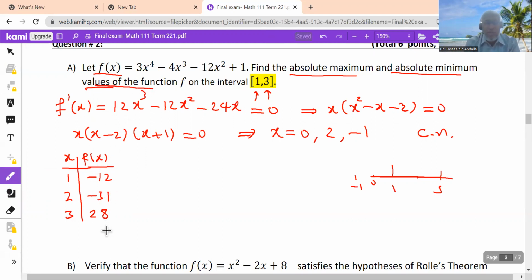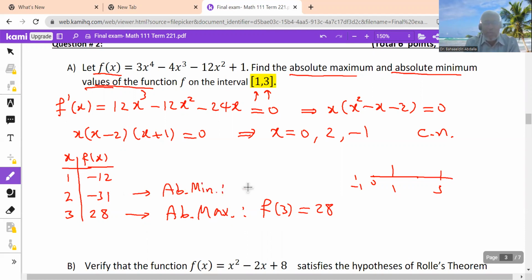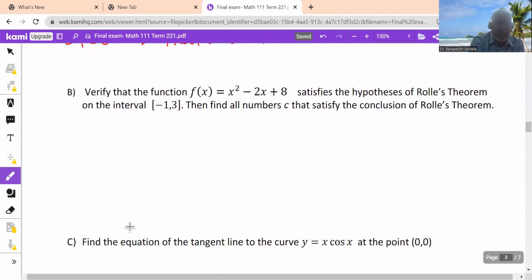Now, to answer the question, look at the values of f of x, the values of the function. What is the greatest one? Well, 28. So here you have the absolute maximum. What is the absolute maximum? It is 28. So you can write it f of 3 equals 28, or you can just write 28. Which is less, negative 12 or negative 31? Well, negative 31 is smaller than negative 12. So here we have the absolute minimum. So what is the absolute minimum? It is f of 2, which is negative 31, or you can just say negative 31.